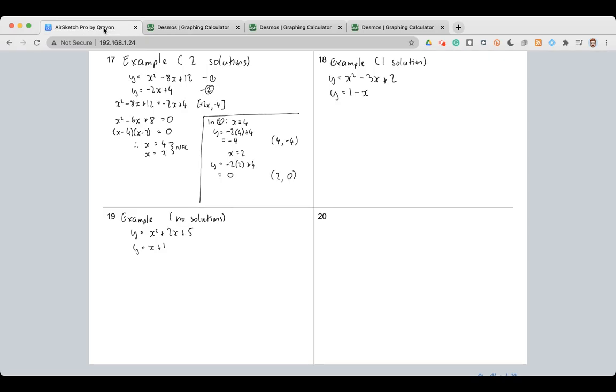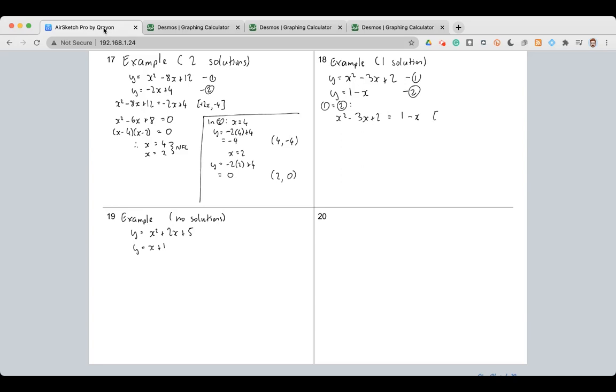Okay, the next example is when there's one solution. It's the same process though. So I've got equation 1 and equation 2, and I set them equal to each other. Sometimes I do this, 1 equals 2, like that. So I write down x squared minus 3x plus 2 equals 1 minus x.